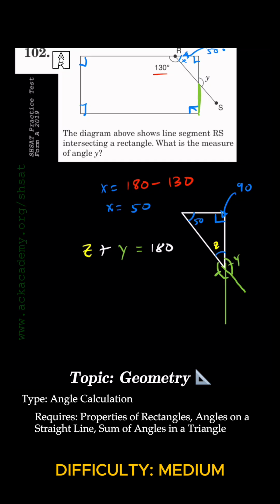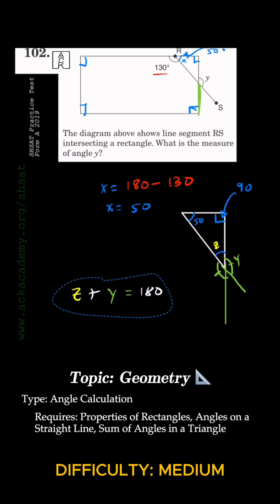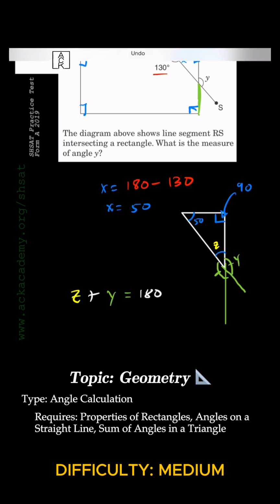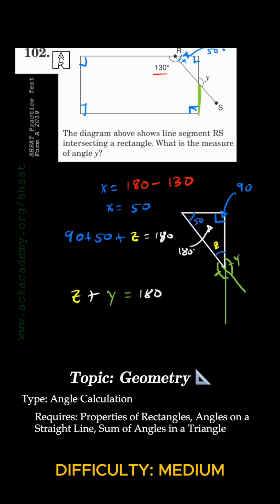So then how do we find out Z? First, let's find out what Z is. The inside of a triangle, the angles total 180 degrees. That's just a thing that you need to know. So 90 plus 50 plus Z equals 180 degrees.